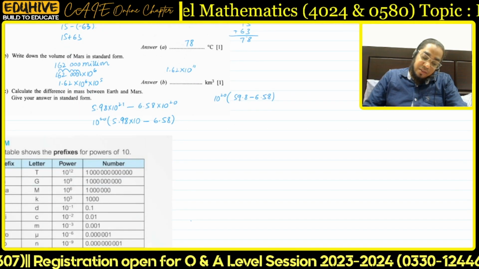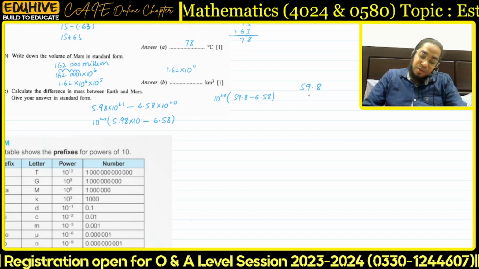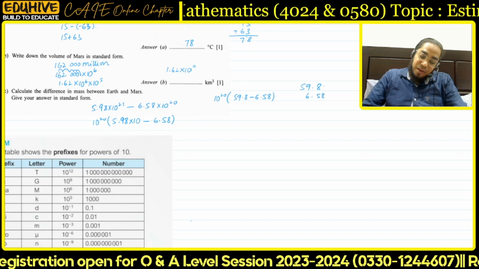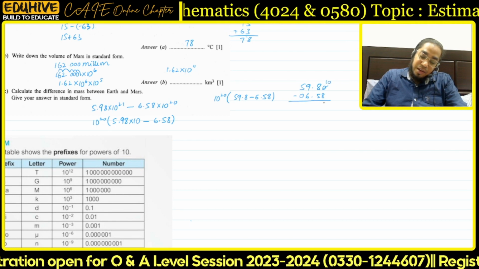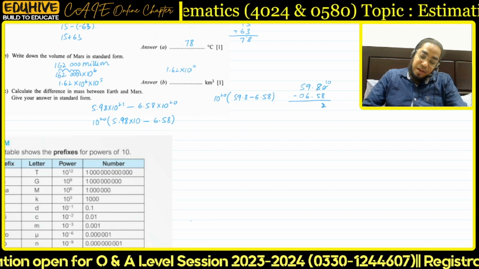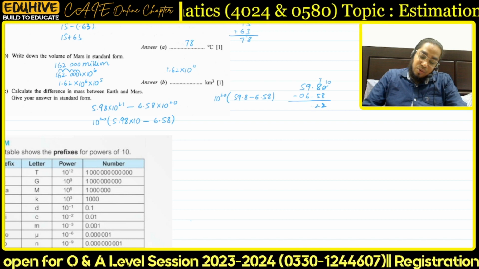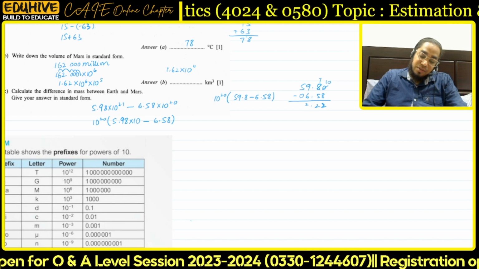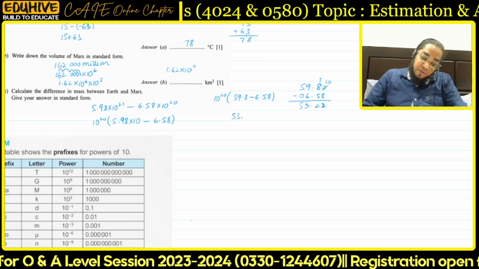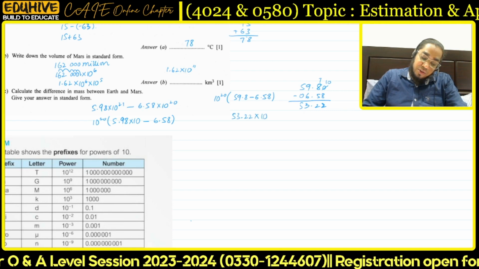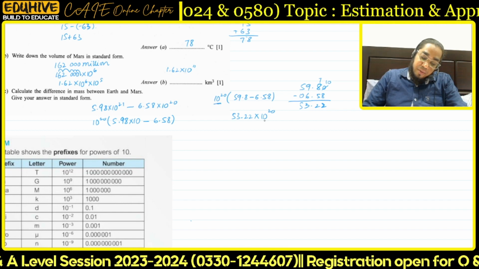Now I'm going to subtract. 10 minus 8 is 2. And it's going to be 7 over here. 7 minus 5 is 2 again. 9 minus 6 is 3, and the 5. So I would have 53.22 into 10 raised to the power 20 over here, because the 20 would be marked over here.